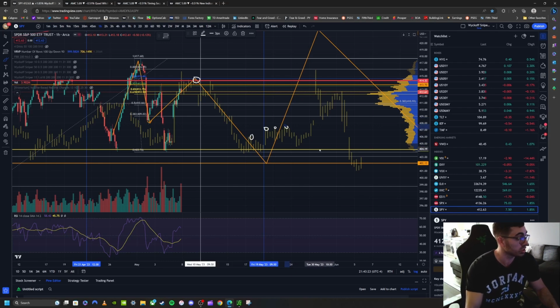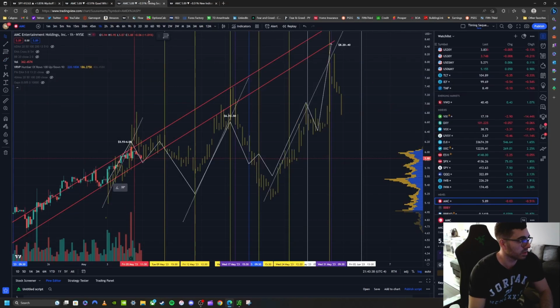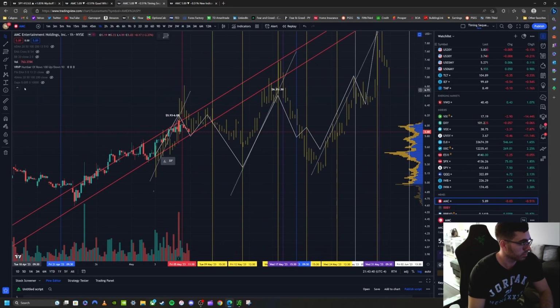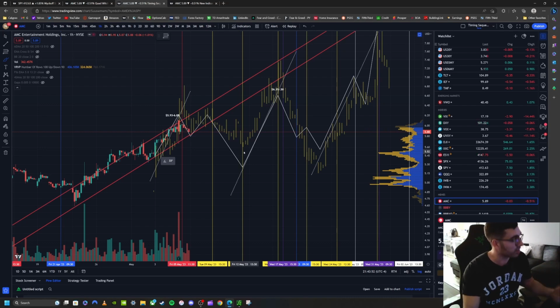If you guys just noticed the behavior, what just happened? SPY did this whole stupid thing, and AMC went like this the whole time, right to 611. The thing didn't stop. It ignored everything SPY was doing and drew a literal straight line right up.